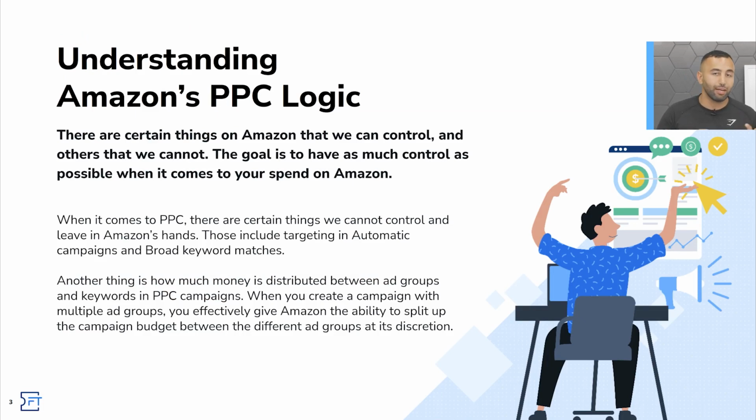So, like I mentioned before, in Amazon, there's a few things that we can control and there's a few things that we can't control. One of the things that we cannot control is how Amazon decides to split the budget between the ad groups. So let's cover the difference between the campaign and the ad groups. They're just simply levels. You have a campaign and an ad group and the keywords that go within the ad group. It's almost like you go down every single level, it's a ladder.